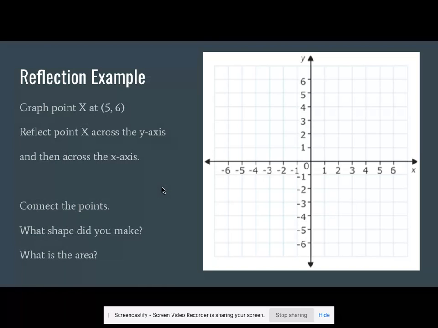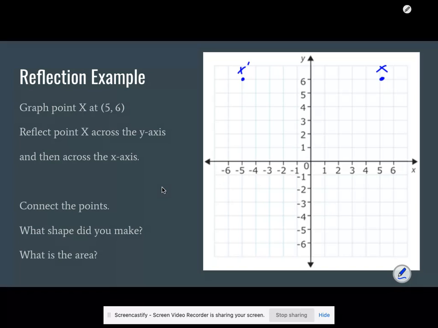So taking a look, graph point X at 5, 6. And reflect point X across the y-axis. All right, so I'm going to go -5, +6. Okay. And then I have to reflect that point across the x-axis.